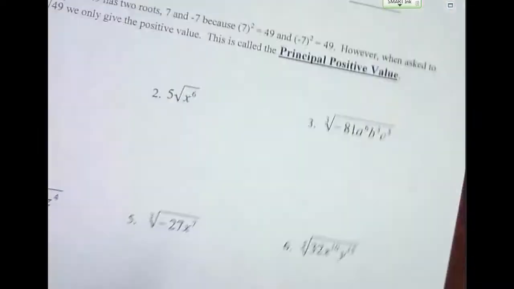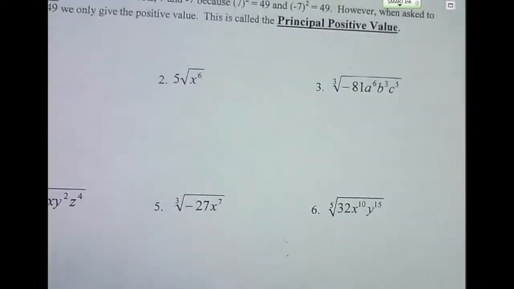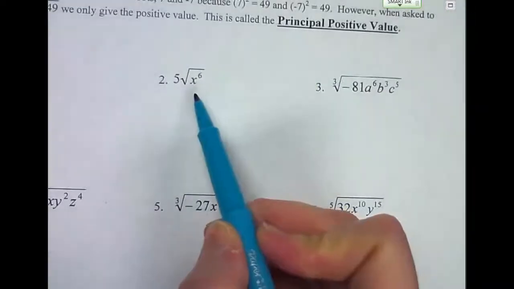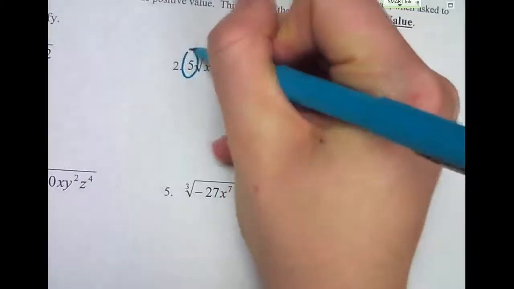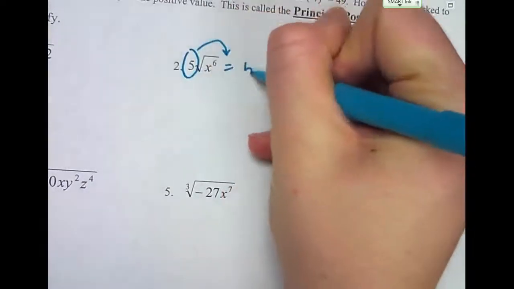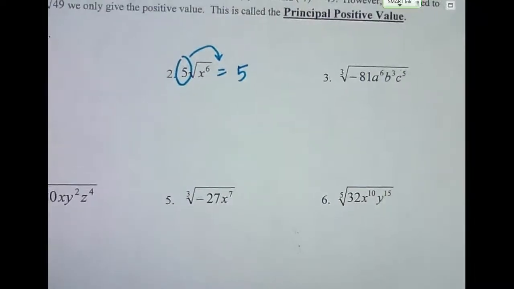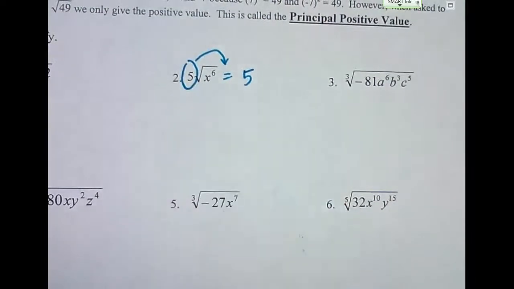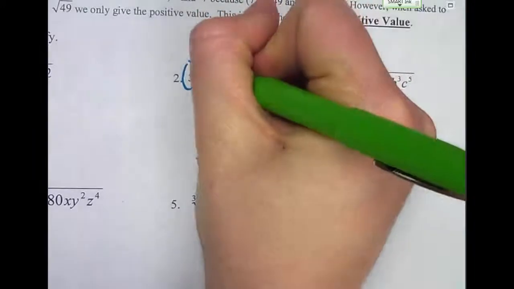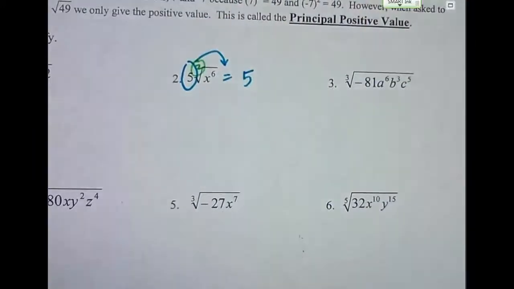Okay, so the second part of the note that we did was now we included variables. If we look at number 2 here, I have this 5 in front. Again, if you have a number in front, go ahead and put that in your answer so you don't forget about it. Okay, so we're taking a square root here, which means, remember, we have that understood 2 right here.